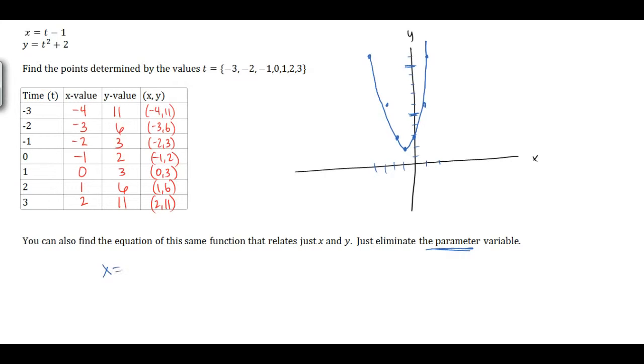So I'll take that first equation, x equals t minus 1, and I will move the 1 over, so I get x plus 1 equals t. So now I know time is x plus 1. And then I'll go to the other equation, y equals t squared plus 2. And I will take this guy and plug it in for t. So I have y equals (x plus 1) squared plus 2, or a parabola shifted left 1 and up 2. And oh my gosh, look, a parabola left 1 up 2. It's the same graph. Crazy, right?